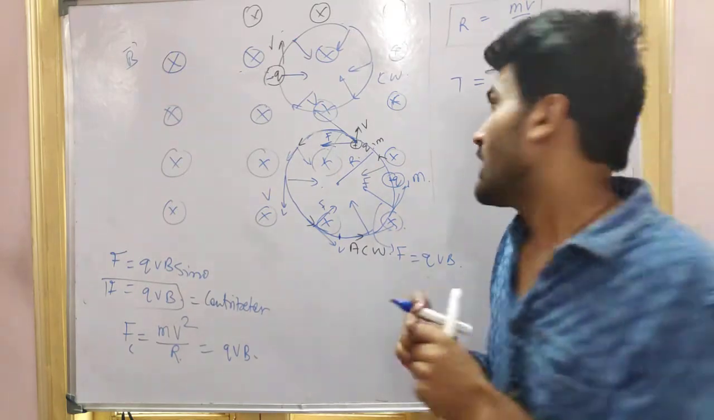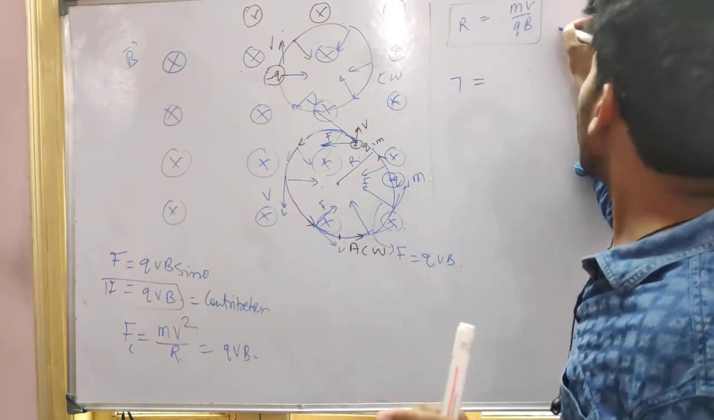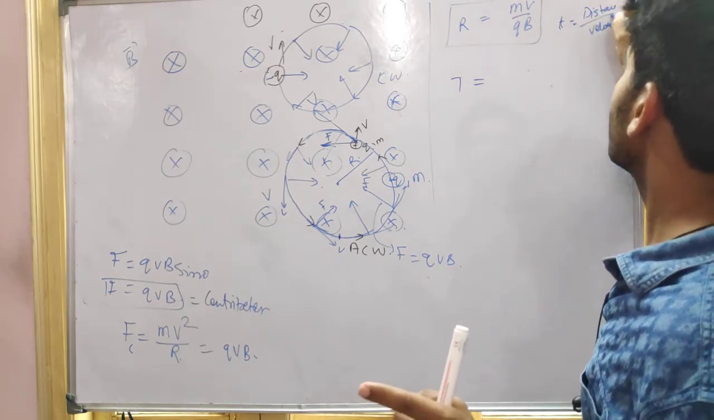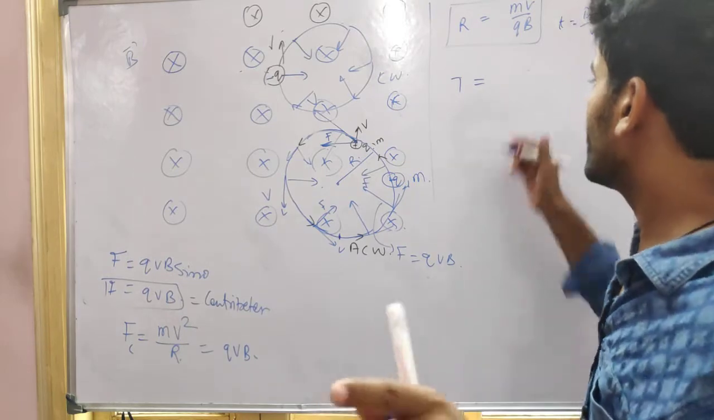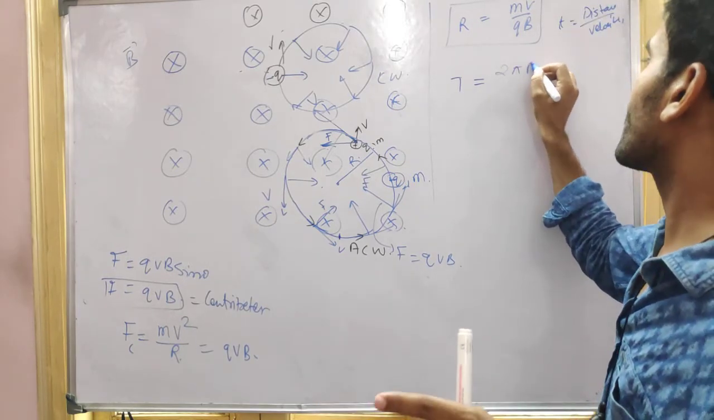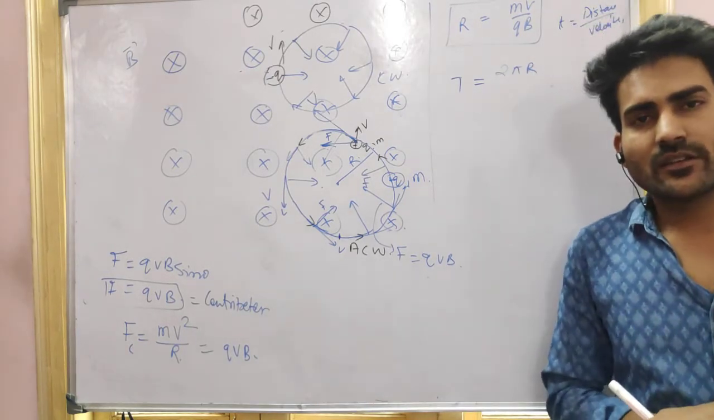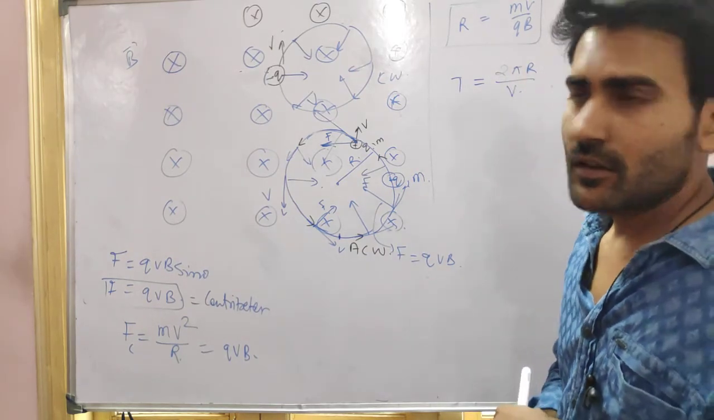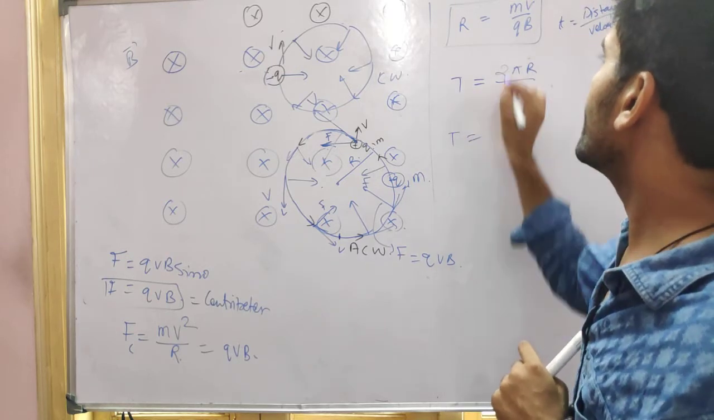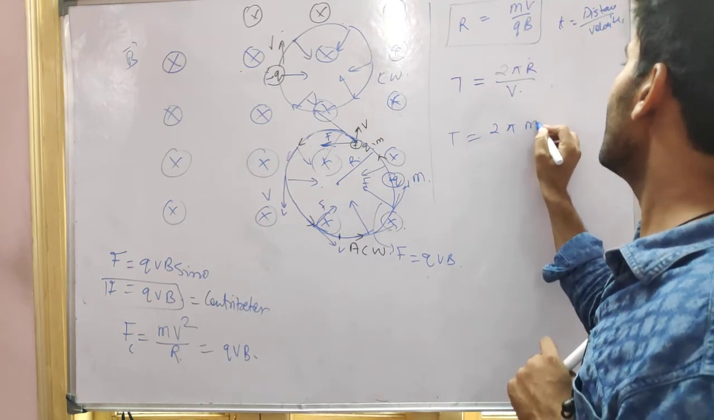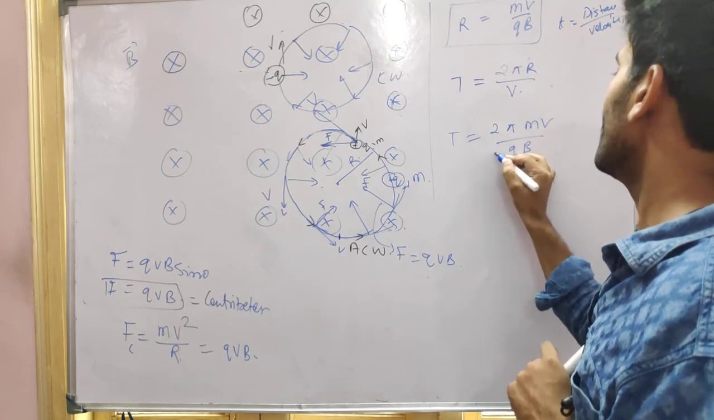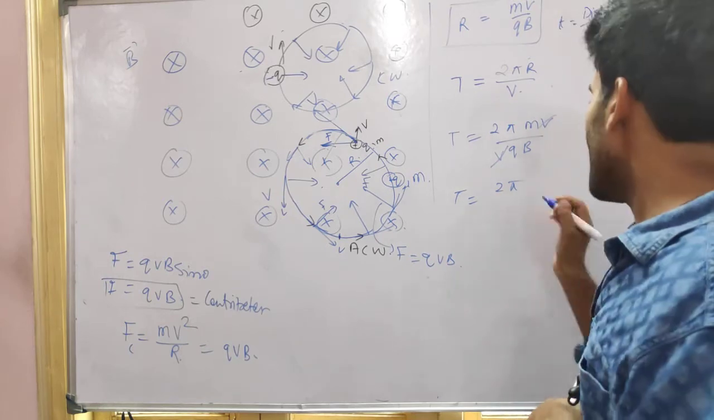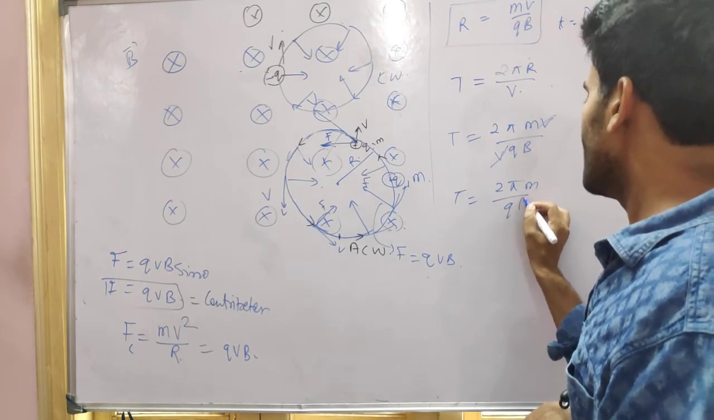Tell me, guys. Yes. We know that time period is what? Distance by velocity. Yes or no, guys? What is the path? I think it is 2 pi r. Yes or no, guys? Okay. What is the velocity, guys? That velocity is v. What is the r value, guys? From here you see the r value, that is mv by qB. So T is 2 pi mv by qB into v. v will be cancelled, so T is equal to 2 pi m by qB.